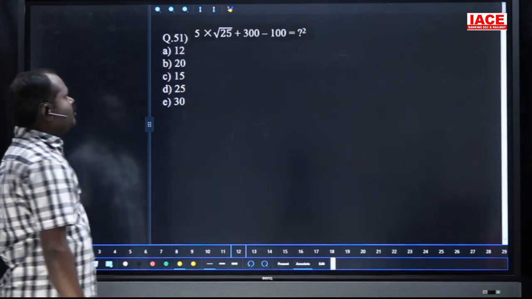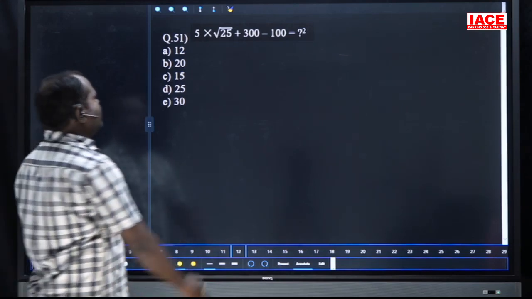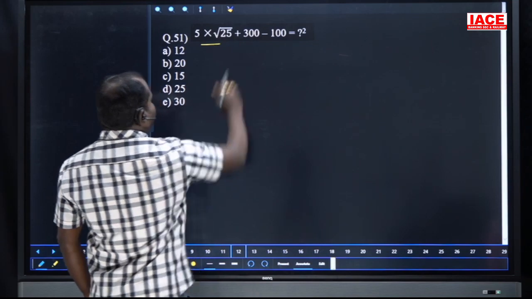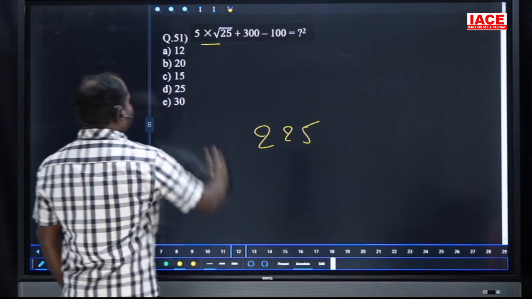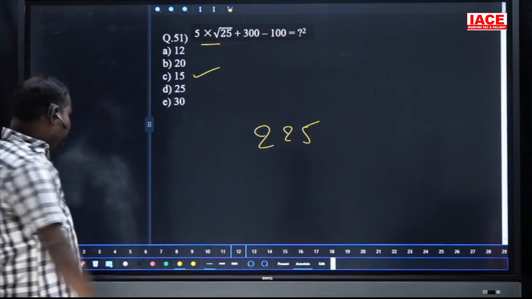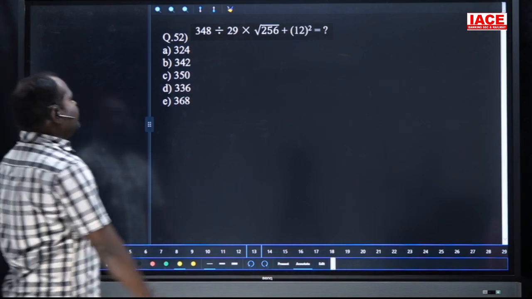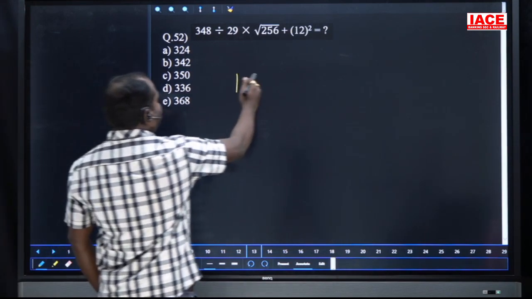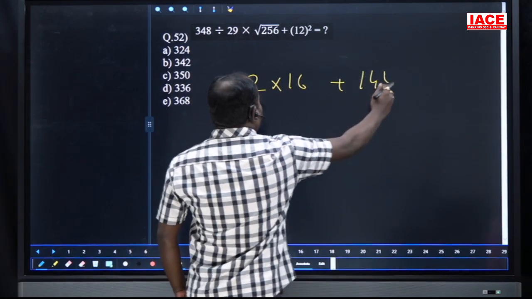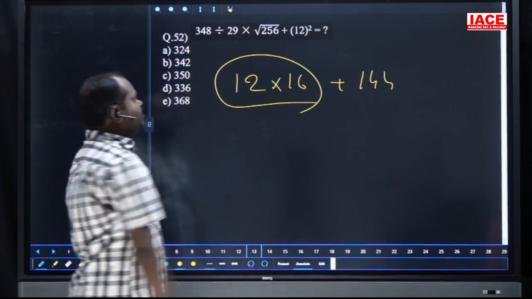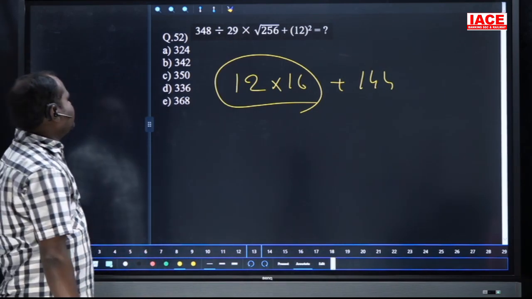Next, as per BODMAS, first multiplication: root 25 is 5, 5 into 5 is 25, plus 100 is 325, minus 100 is 225. 225 means 15 square, option C. Next: 348 by 29, 29 ones are 29, 58 by 29 is 2, so 12. 16 plus 144, 16 into 12 is 160 plus 192, 144, 196, 296, 336.